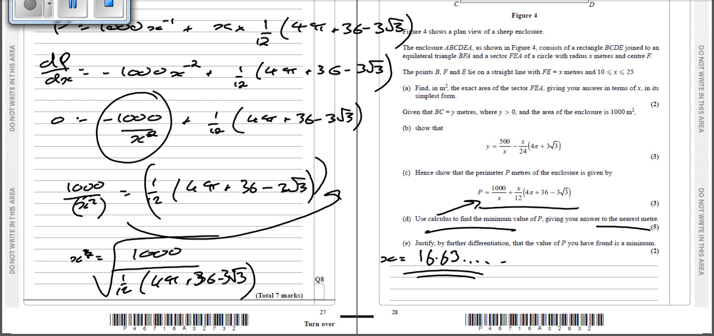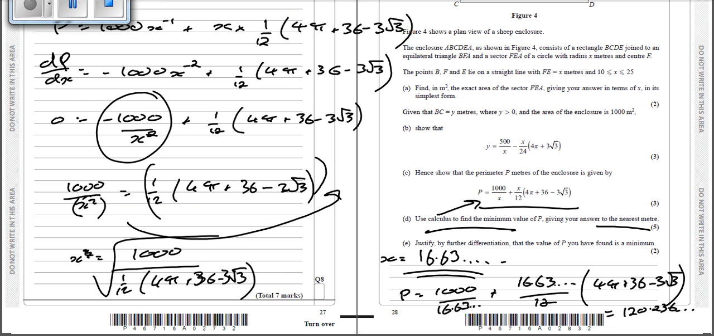So this value of x is the value of x which gives us the minimum. Now what we've got to do is substitute that back in. So P equals 1000 over 16.6, and if you can, use the whole value, plus 16.63 over 12, lots of 4 pi plus 36. Not the shortest of questions, this one. But if you do that, you should get 120.236, which is going to be 120 meters.